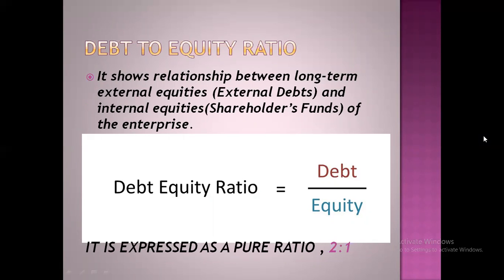Students, you have already done chapter 1. In the balance sheet, you have seen what are the debts and what are the equities. Debts are the non-current liabilities and equities are the shareholder fund. So debt are the external debts and equity are the shareholders fund. It is also a pure ratio and the ideal ratio is 2:1.